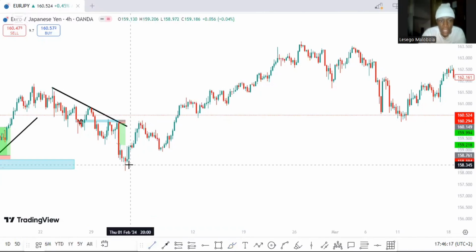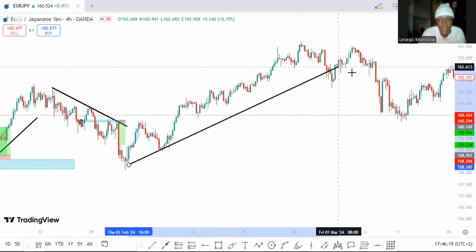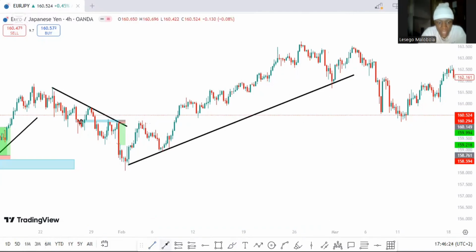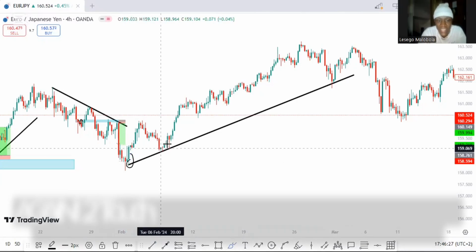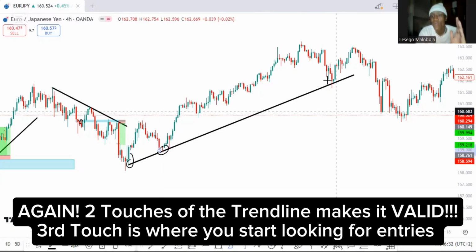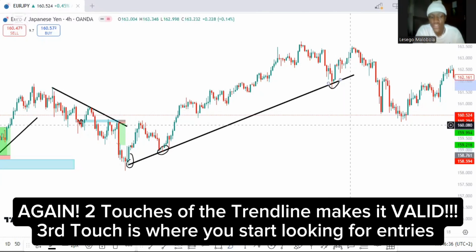So if we try to connect our trend lines from there, guys, let's see if we can find anything. Okay, seeing that, guys, we do have something that we can work with. You can see that here we have a first touch, we have a second touch, guys. A second touch confirms that your trend line is valid, guys. And obviously now on our third touch, that's where we start looking for what? For our buying opportunities. Why?